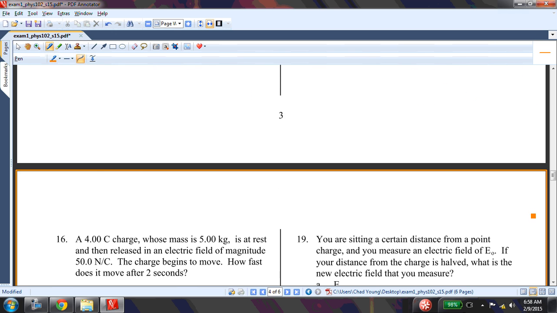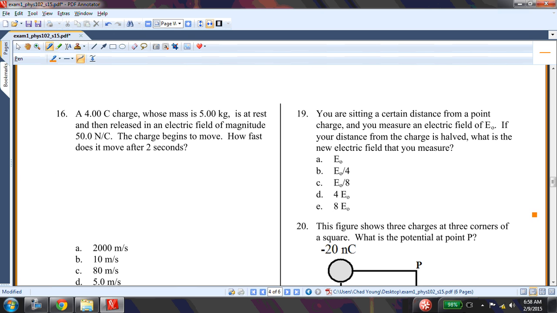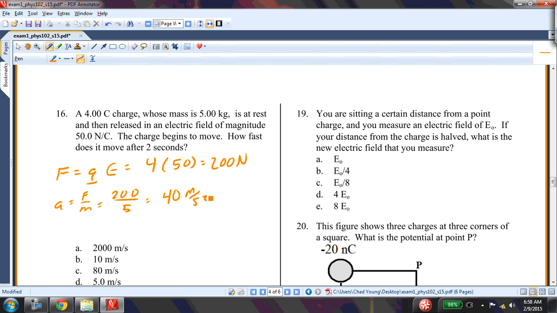All right. A 4 coulomb charge has a mass of 5 kilograms. It's at rest and released in an electric field of magnitude 50 newtons per coulomb. The charge begins to move. How fast does it move after 2 seconds? All right, so F equals QE. That's 4 times 50, or 200 newtons. And then the acceleration is F over m, divided by 5. What's that, 40 meters per second squared? And then I want to know how fast it moves. So V is equal to AT. After 2 seconds, it's going to move at 80 meters per second.